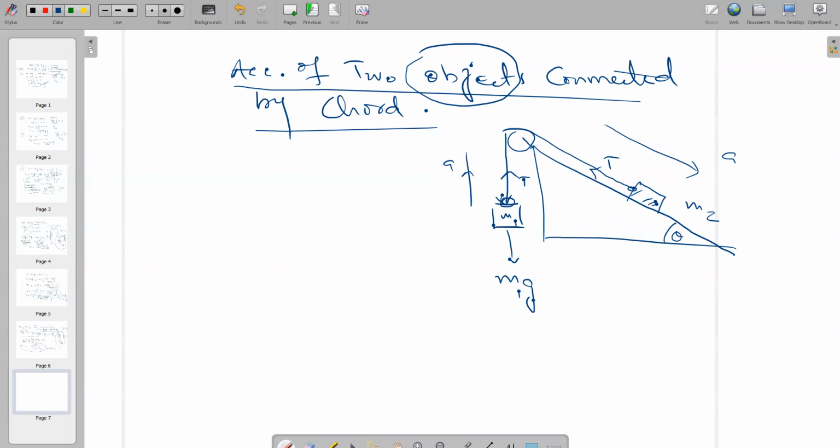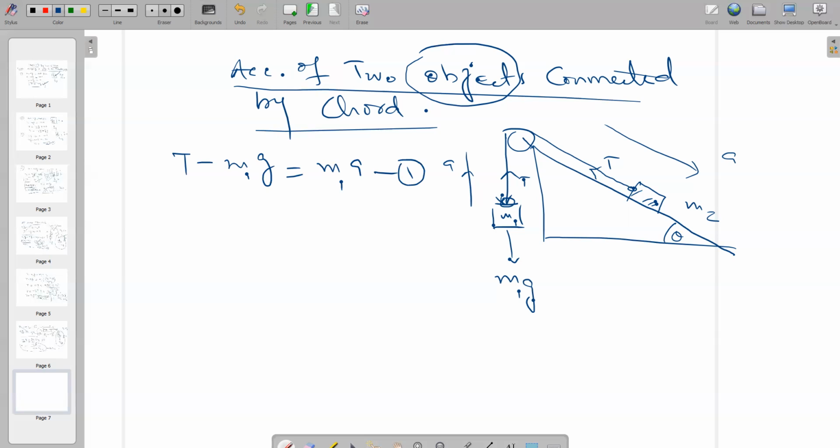So what you will do? First, you can see this side. This is the vertical side. Okay. So in this side, the body is moving up. So T minus mg is equal to m1a. This is our first equation.